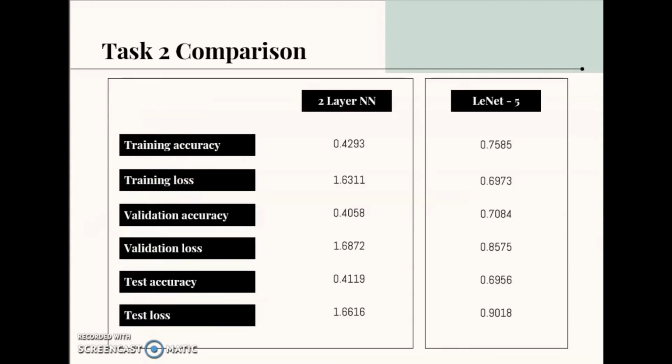So to compare between the two models, it can be seen that the LeNet-5 has both a higher training accuracy as well as a higher test accuracy, which means it is the better choice of model between the two.